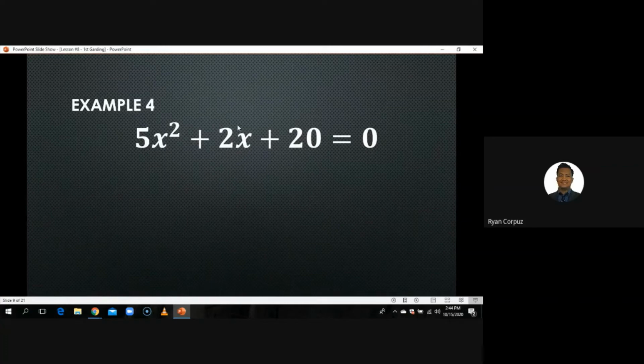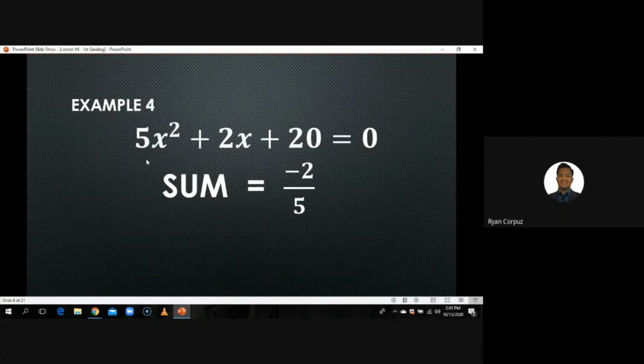Again, let's find the sum of the roots. For the sum of the roots, we need the expression negative b over a. The value of b, again, is 2. So negative of it would be negative 2. That would be your numerator, while the value of a is 5. So we have negative 2 over 5. Since it's already the simplest form, the sum of the roots is equal to negative 2 over 5.